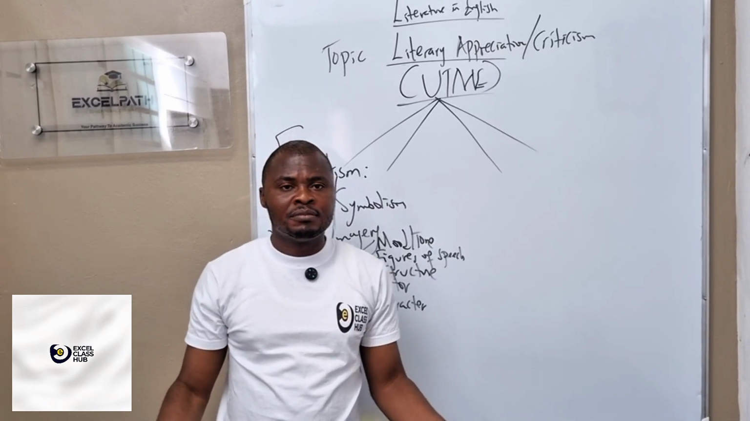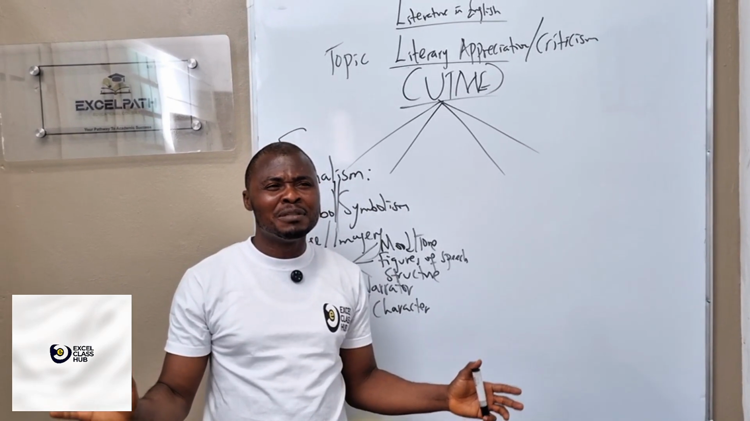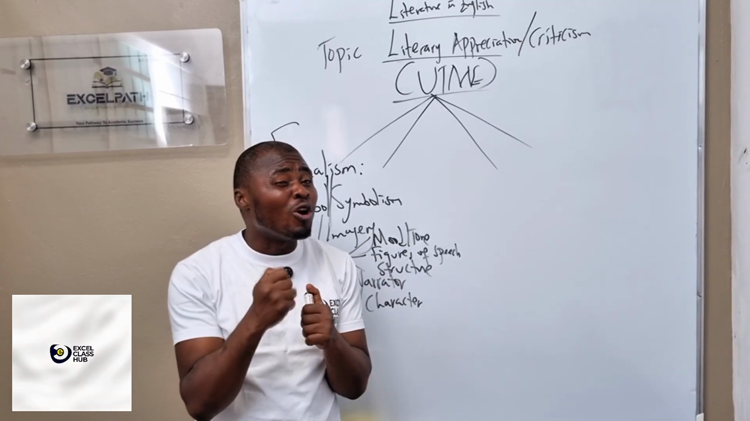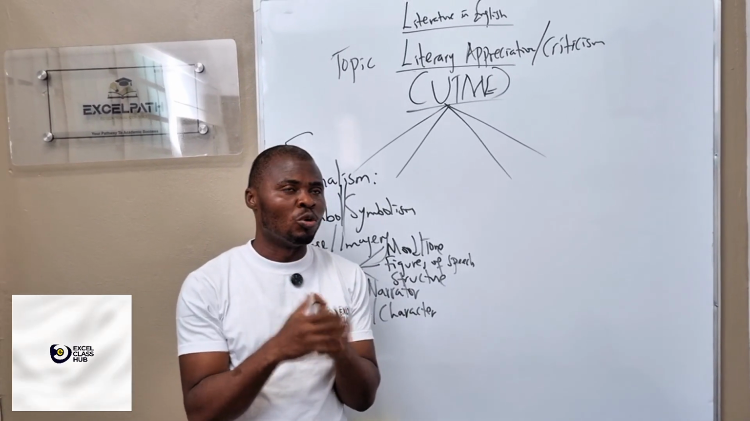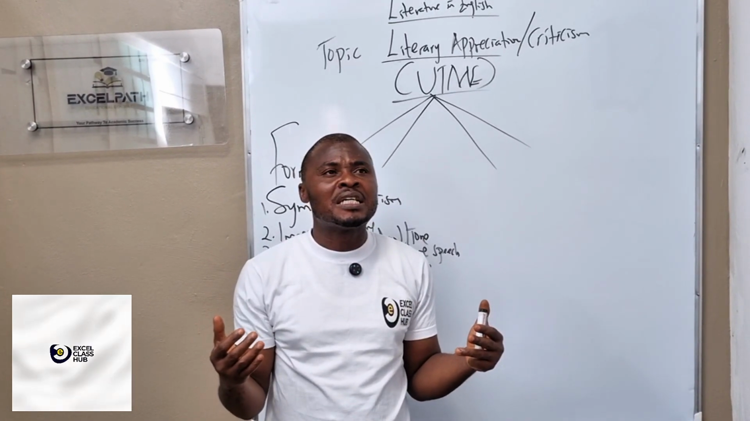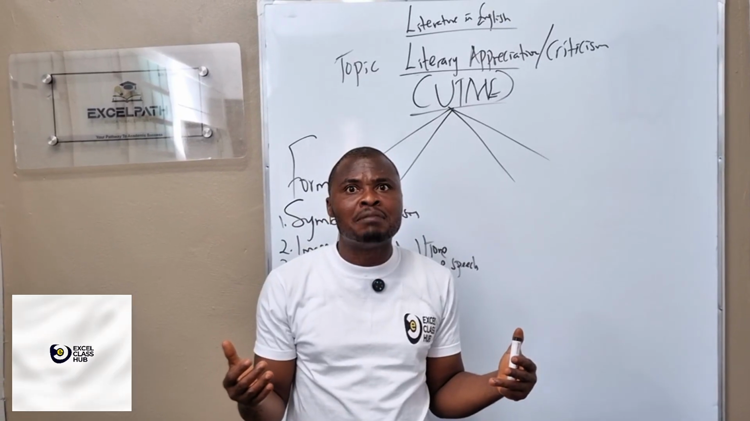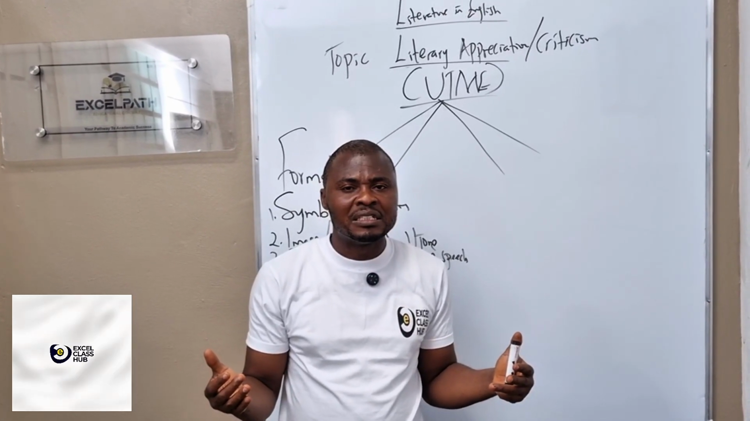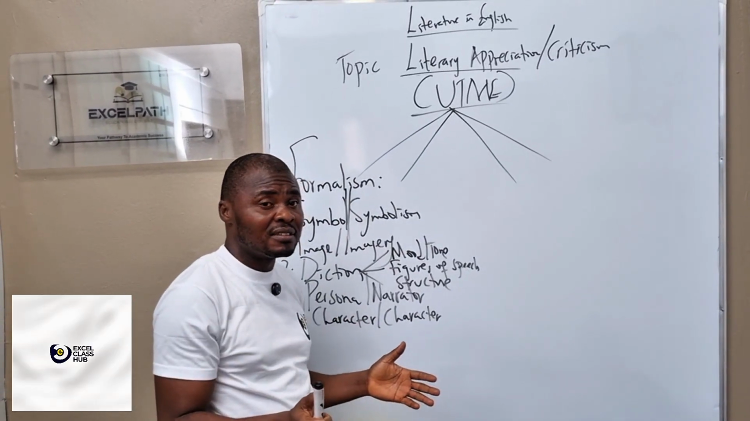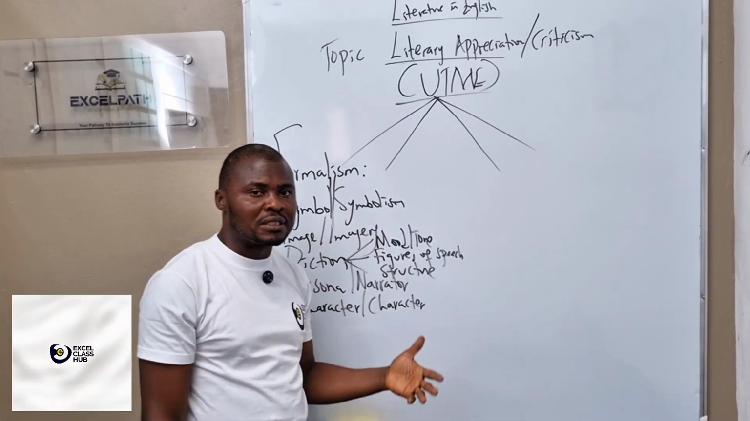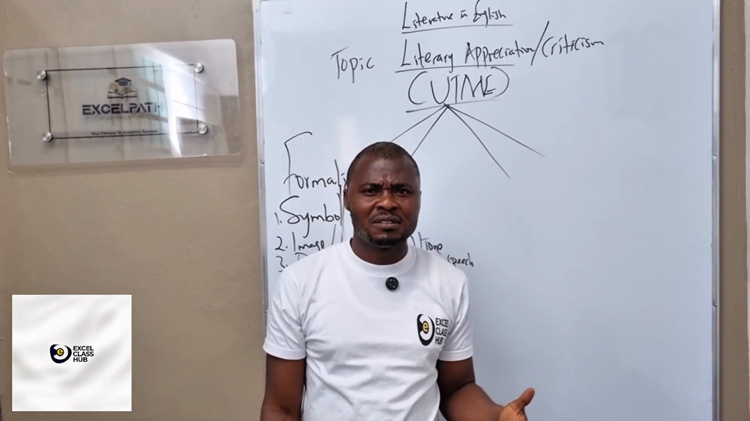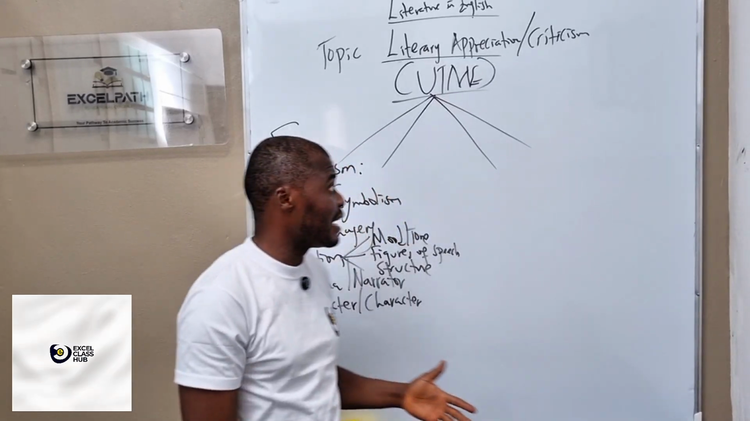A symbol simply means any idea or object, physical object or idea. So an idea is something that is abstract. It can be a cultural practice. It can be a norm. It can be a habit. Do you understand? It can be any idea. Now, it can be an object. It can be a house. It can be a weapon. It can be anything. It can be a flag.